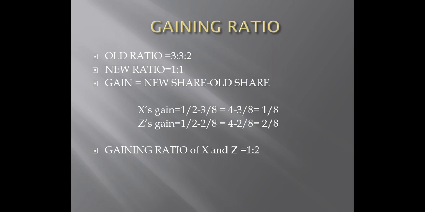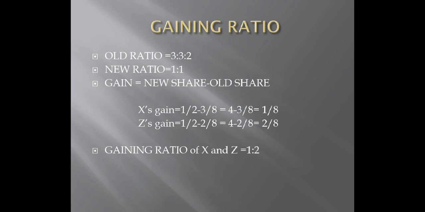What is the old ratio of partners? It is 3:3:2. New ratio 1:1. What is gain? New share minus old share. So let us find out the gain of partners. The gain of X: what is the new share? It is 1 by 2 minus old share, that is 3 by 8. Considering the LCM, it is 4 minus 3 by 8, and the answer is 1 by 8.